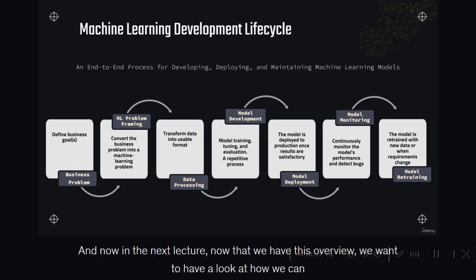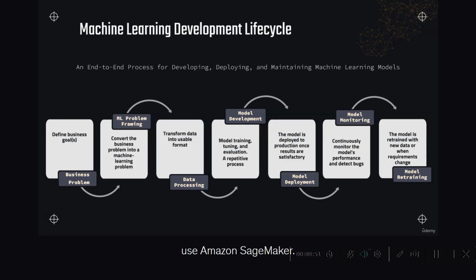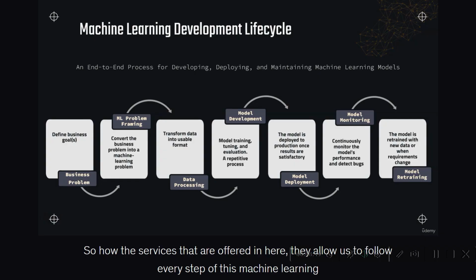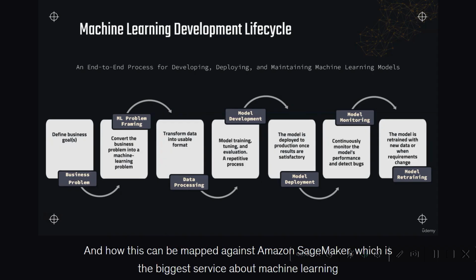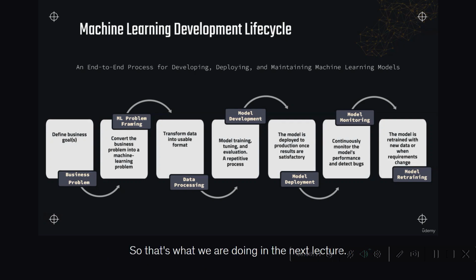And now in the next lecture, now that we have this overview, we want to have a look at how we can use Amazon SageMaker. So how the services that are offered in here allow us to follow every step of this machine learning development lifecycle, and how this can be mapped against Amazon SageMaker, which is the biggest service about machine learning in AWS. So that's what we are doing in the next lecture.